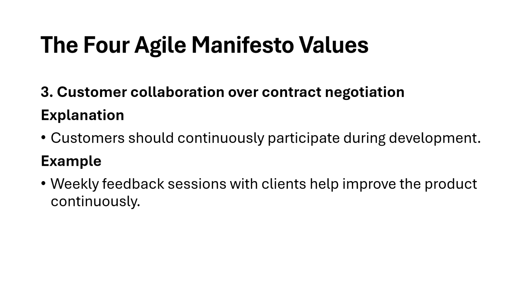For example, weekly feedback meetings with clients allow developers to understand customer needs better and improve the product continuously. So बजाय इसके कि आप initially एक contract करके and you should strictly try to follow the contract and stop direct interaction with the customer. अगर आप उसके साथ weekly meeting करेंगे, directly customer को involve करेंगे, so this results in higher customer satisfaction.